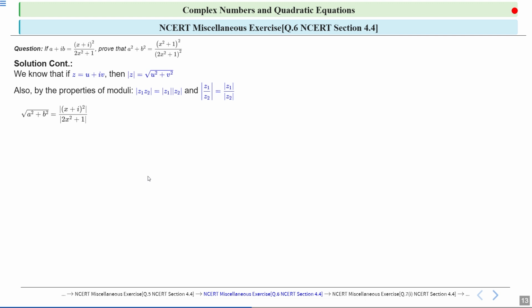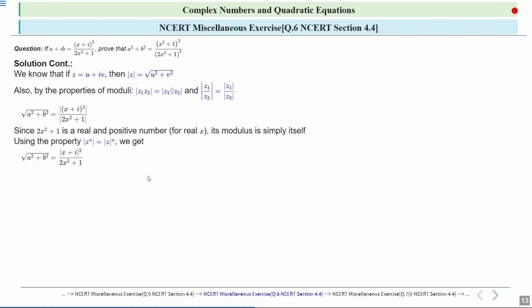Now applying these properties to our problem, we can write square root of a square plus b square equals absolute value of (x plus iota) whole square divided by absolute value of 2x square plus 1. Since 2x square plus 1 is a real number and for real x its value is positive, its modulus is just itself. That means modulus of 2x square plus 1 equals 2x square plus 1. So this simplifies our calculation.